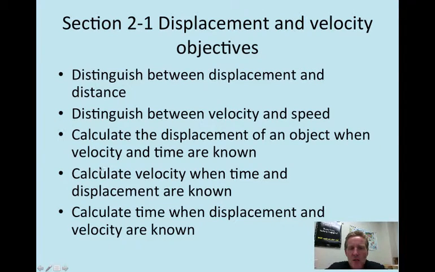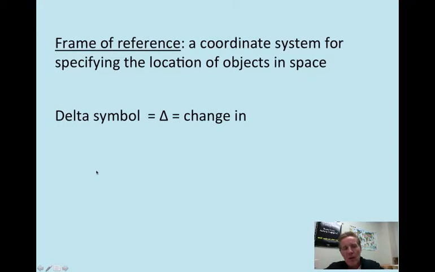So the first section we're going to be talking about displacement and velocity, and so our objectives are to distinguish between displacement and distance, distinguish between velocity and speed, and then we also want to be able to calculate the displacement of an object when velocity and time are known, or calculate velocity when time and displacement are known, or calculate time when displacement and velocity are known.